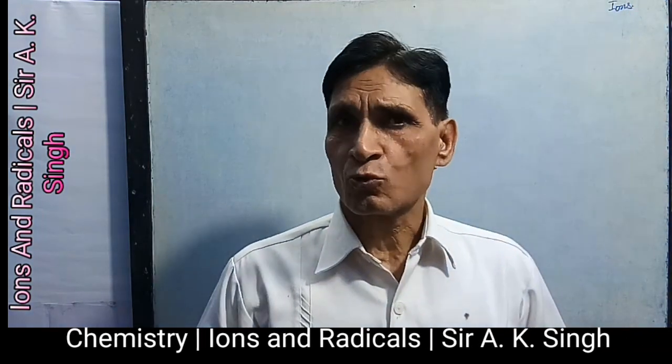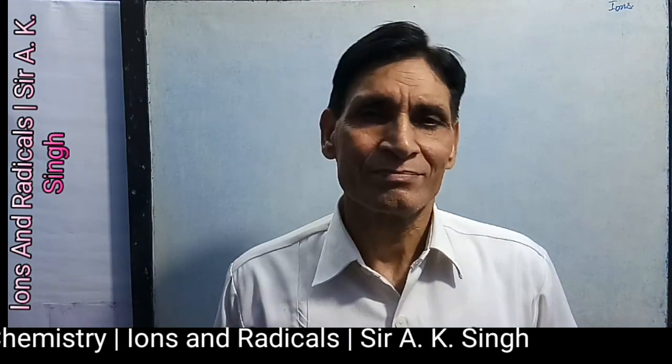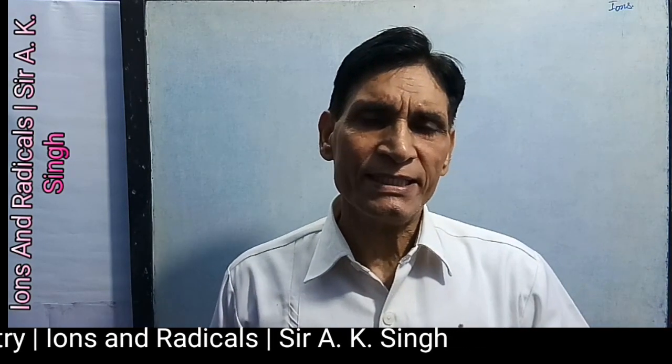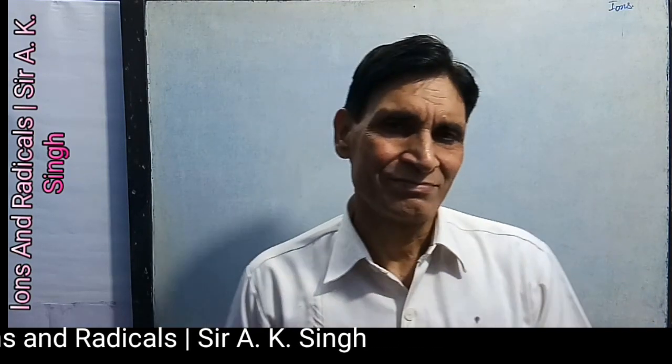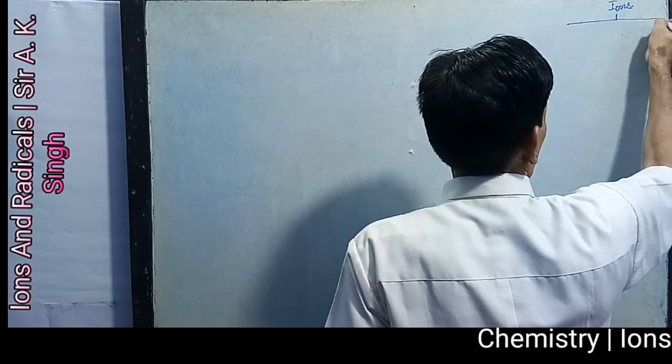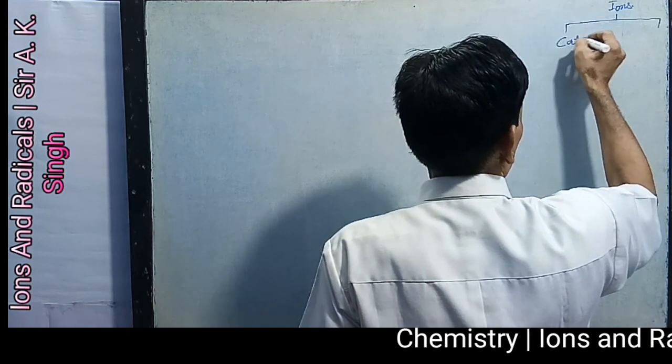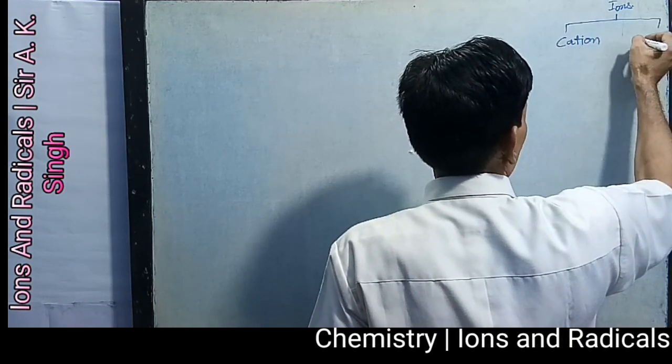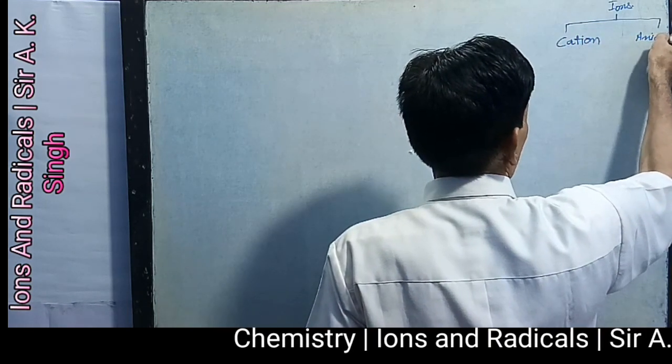An atom or group of atoms carrying positive or negative charge is called an ion. There are two types of ions: one having positive charge, and another having negative charge. They are cation and anion.